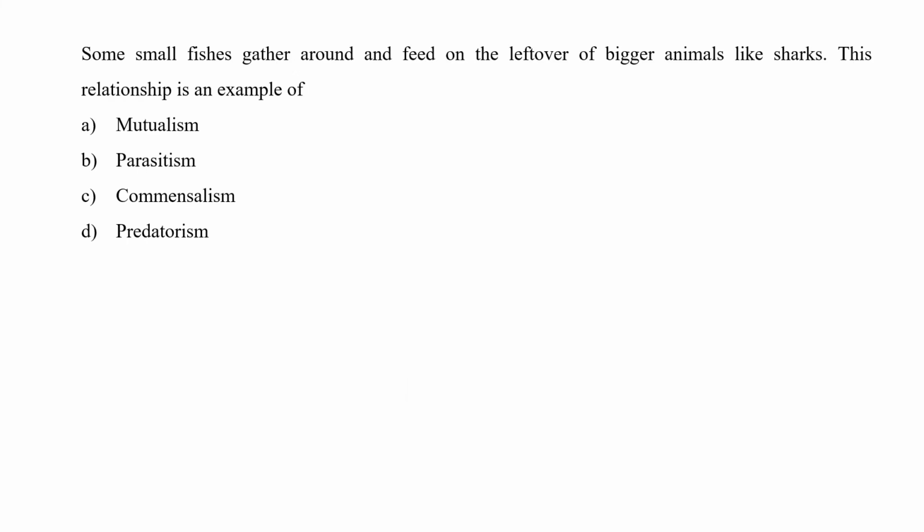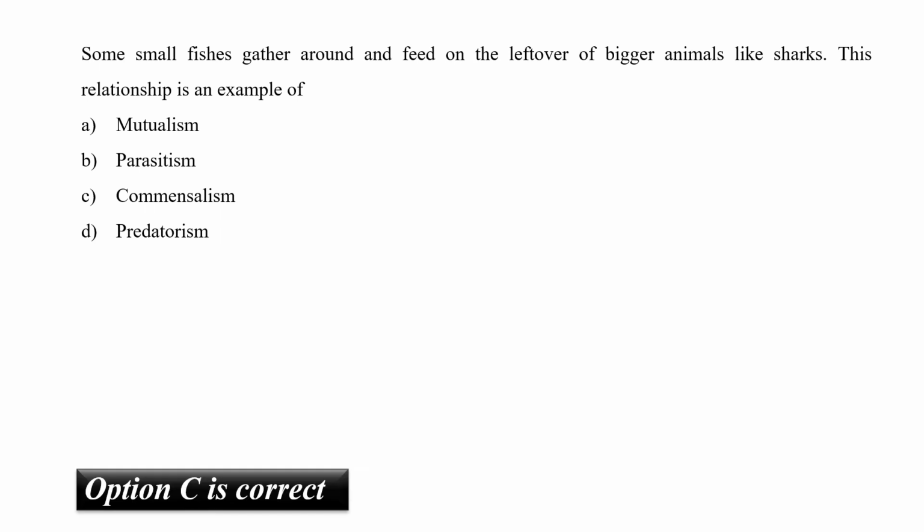The next question is, in some small fishes that gather around and feed on the leftovers of bigger animals like shark, this relationship is an example of mutualism, parasitism, commensalism, or predatorism. Commensalism is an association between two organisms in which one benefits and the other derives neither benefit nor harm. For example, as given in the question, the fishes gather around and eat scraps of prey that are dropped by the shark. So here the correct answer is option number C, commensalism.